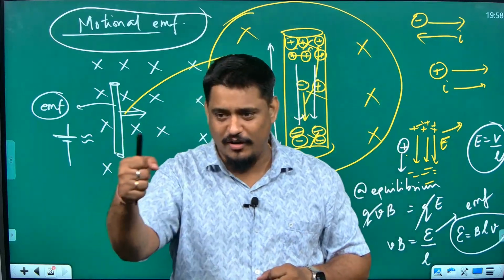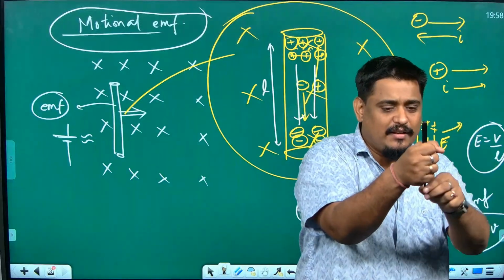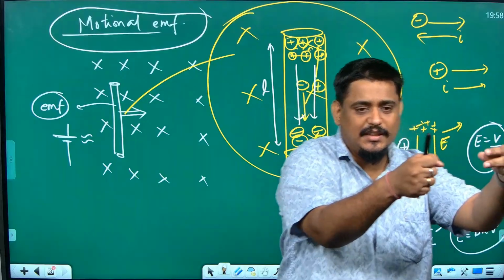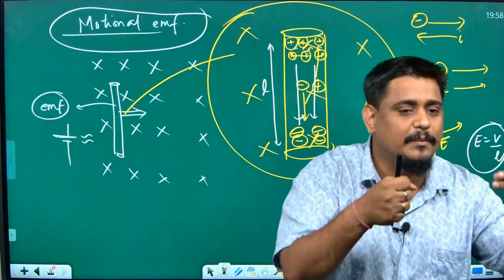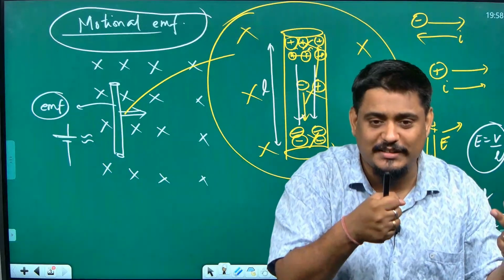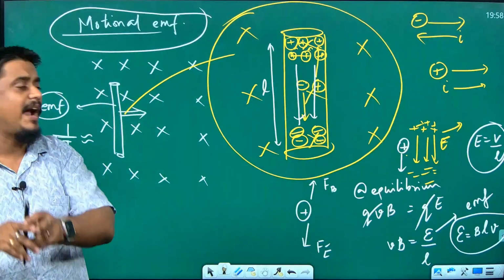If I have a rod which is moving in the magnetic field, and I connect one wire and a bulb, just by moving my rod right and left, I will be able to glow the bulb. Why is the bulb glowing, are you understanding? Because of the motional EMF coming across the ends of the rod, and how much is its value?